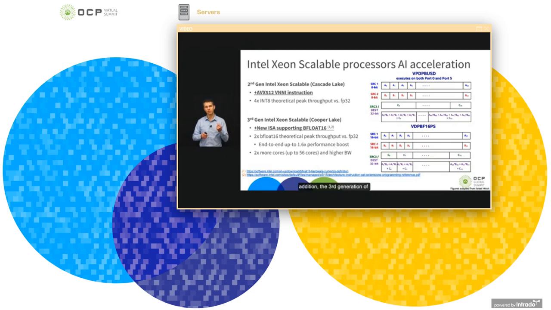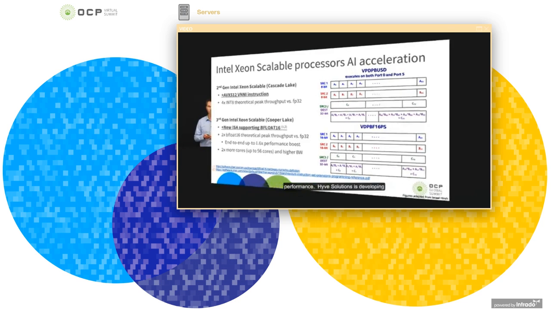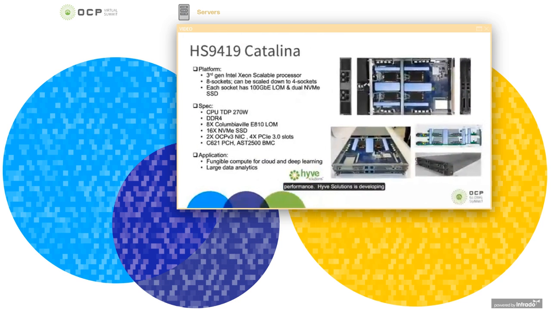In addition, the third generation of Intel Xeon scalable processors has up to 2x more cores than the previous generation, giving an additional boost in performance. Hive Solutions is developing the Catalina platform.